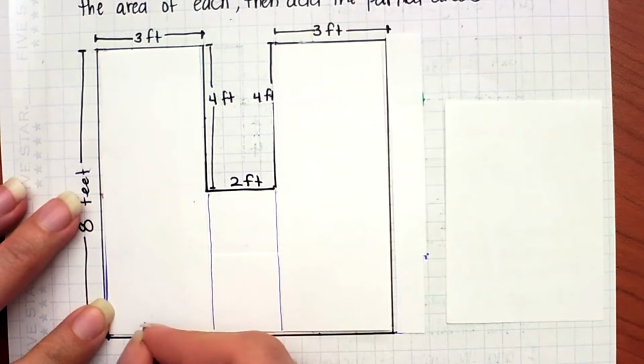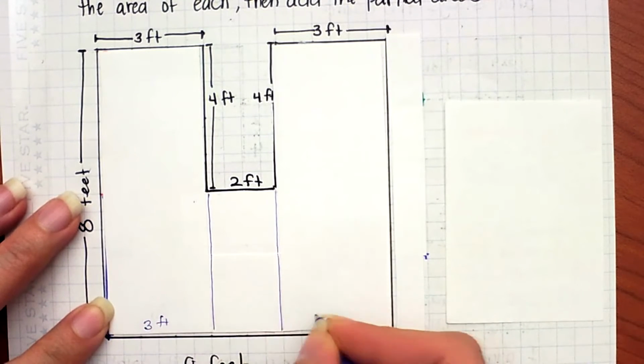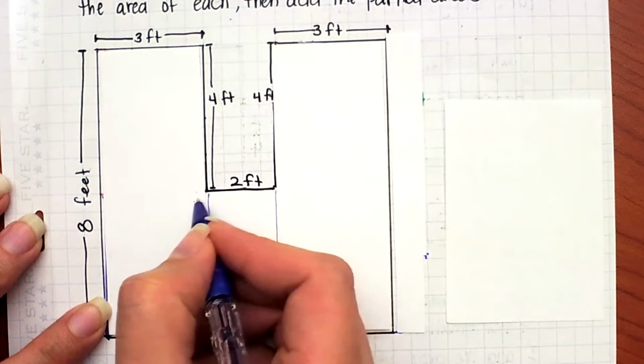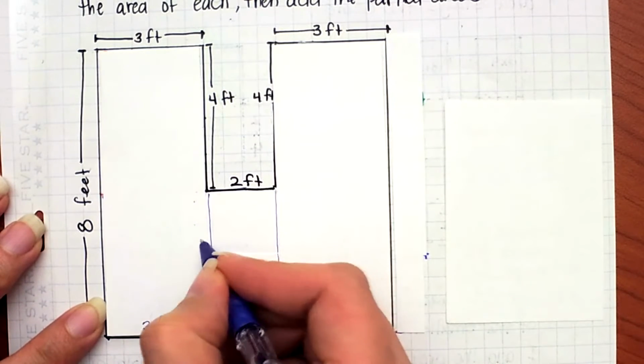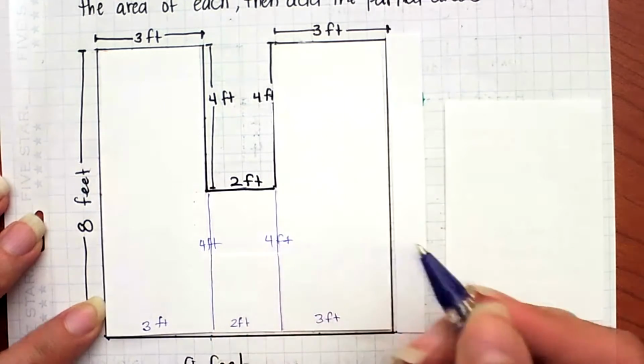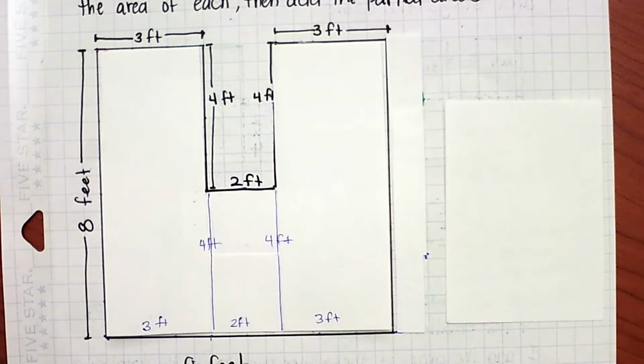So then I would know that this is 3 feet, and this is 3 feet, and we know that this is 2 feet because it measures the same as this. Now we know if this is 4 feet, then whatever is left has to be the other half of the 8. So we know this side is also 4 feet, which makes this side 4 feet.